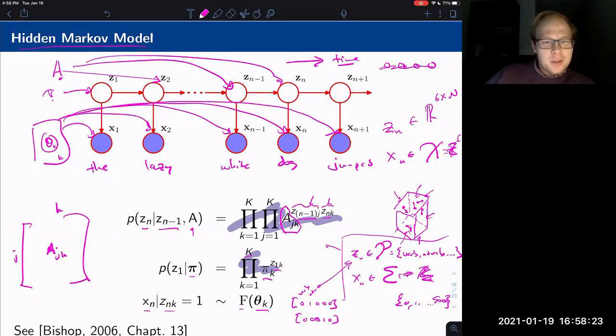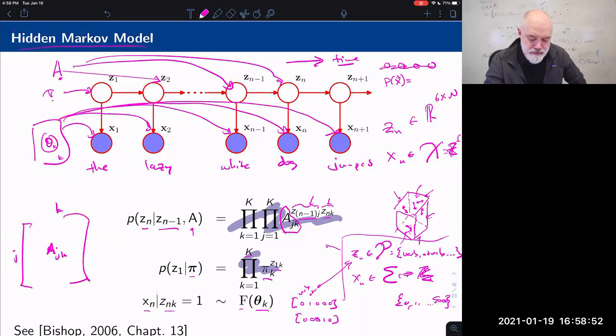Let me just think about it. Well, you could calculate the probability of x1 given your initial probabilities and your choice of A. And then you could condition on x1 to compute the probability of seeing x2 and x1 and so forth.